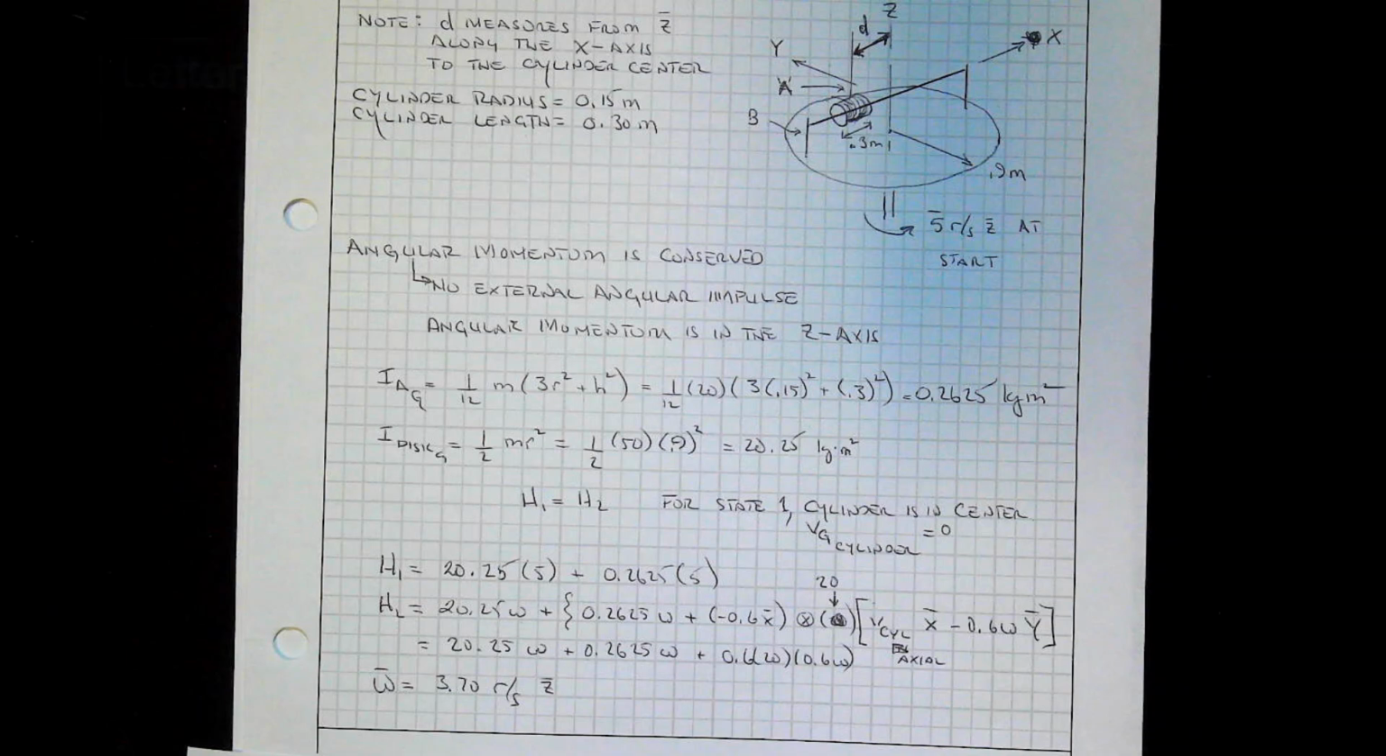So we note here that it says D measures distance along the x-axis from the cylinder center along this rod. And we have here other dimensions. The cylinder radius is 0.15. Here's the length, 0.3.